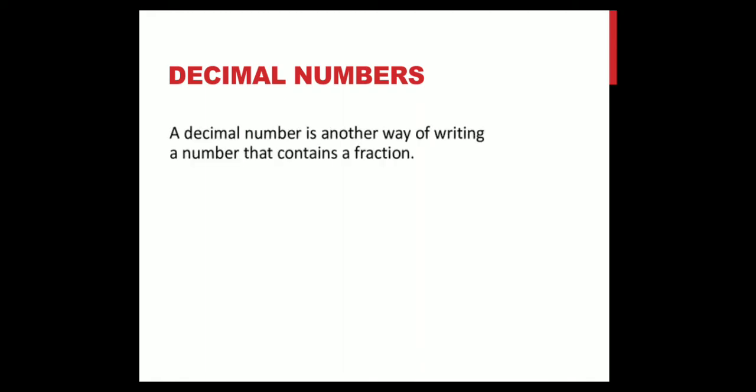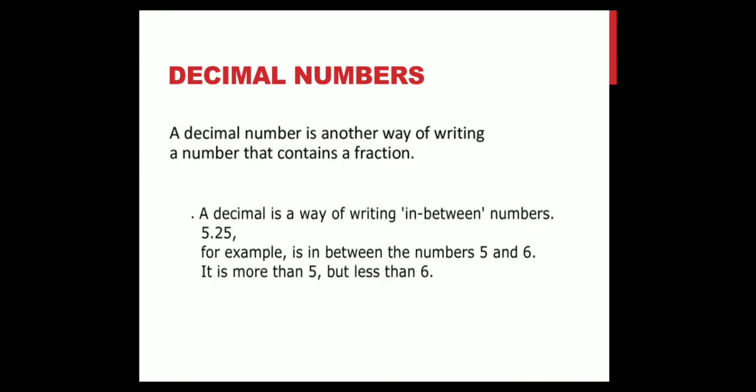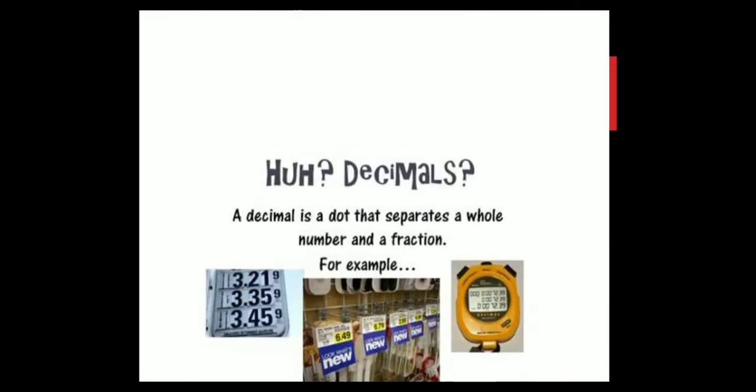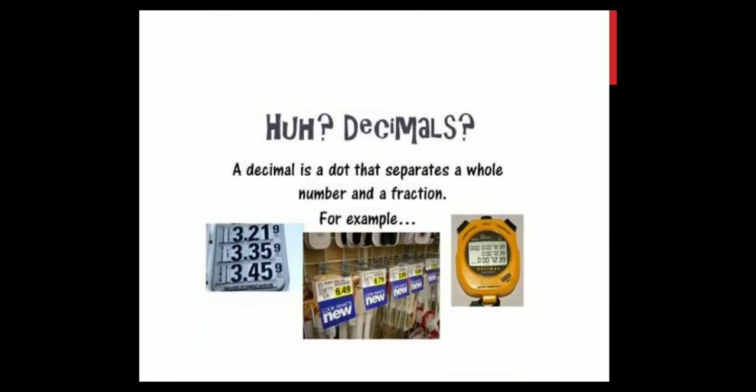A decimal number is another way of writing a number that contains a fraction. A decimal number is always between two numbers. For example, on the screen it is 5.25. When I say 5.25, it is a decimal number. It comes between 5 and 6, which means it is more than 5 but less than 6. So we call it a decimal number, and we are going to learn about it in detail. Clear? Fine.